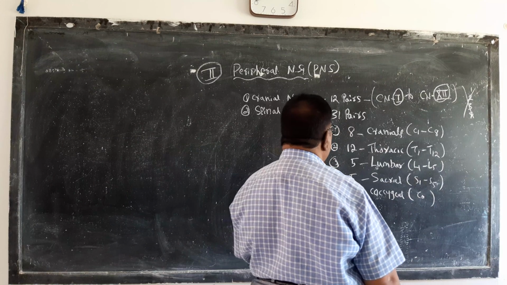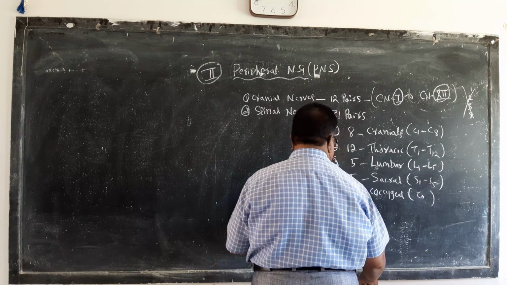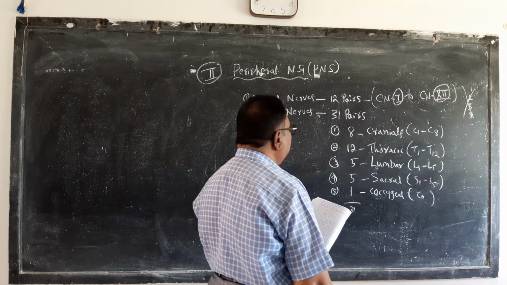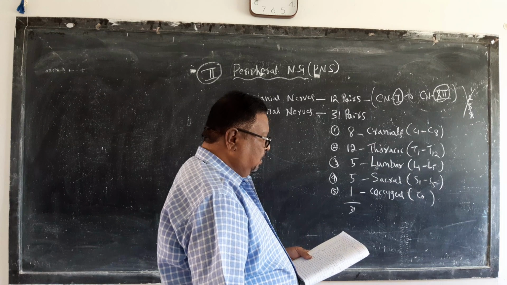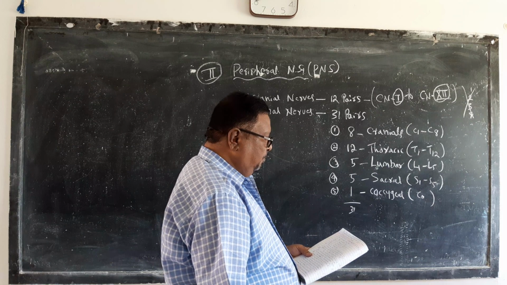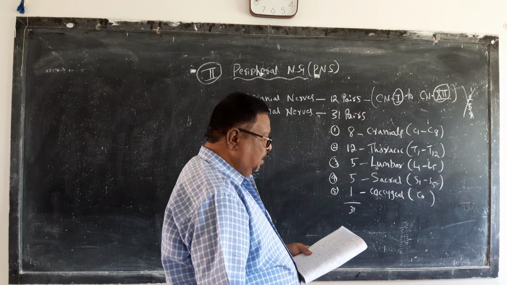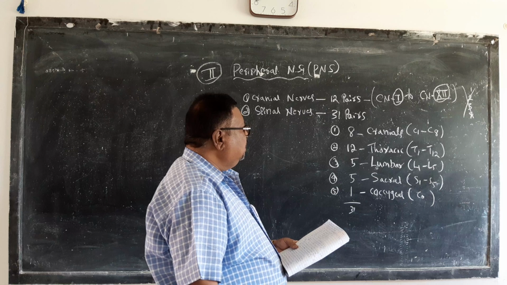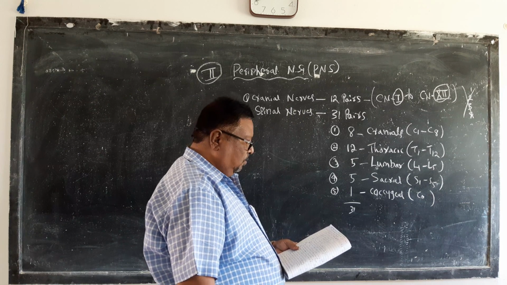So there are 31 pairs of spinal nerves which are named after the vertebrae from which they arise or with which they are associated. So 8 are cervical, 12 are thoracic, 5 are lumbar, 5 sacral, and 1 coccygeal.